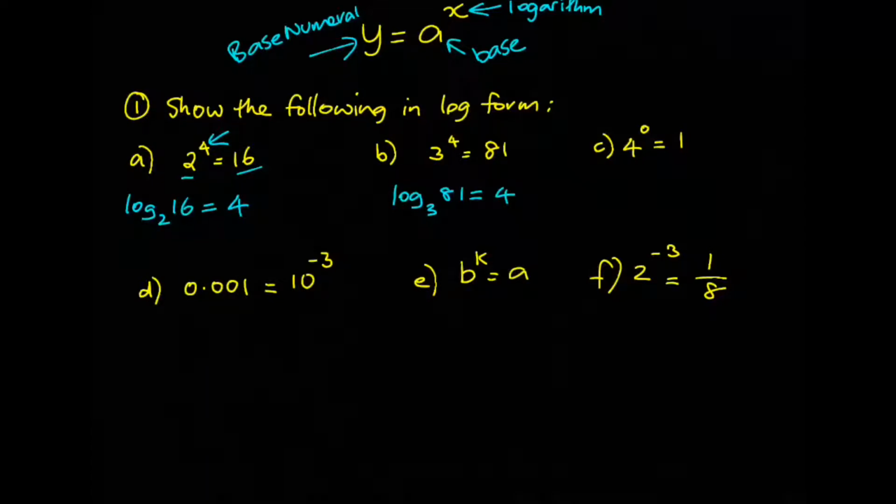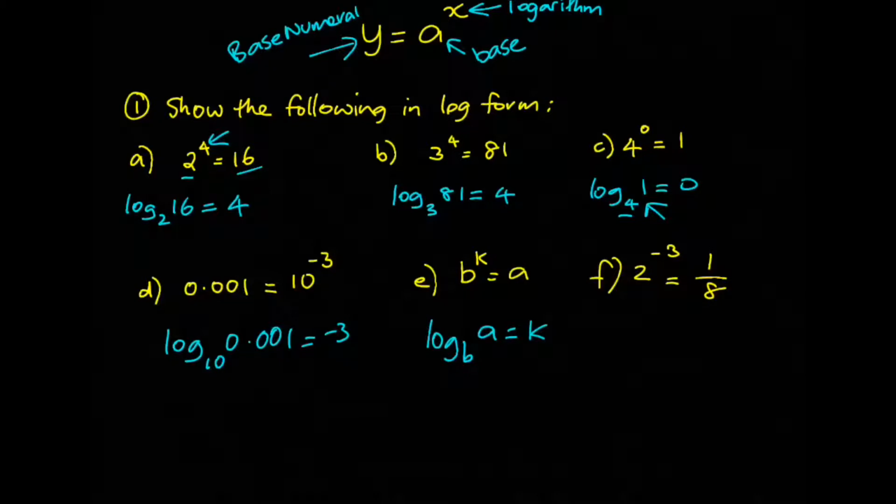In part B, we've got log to base 3 of 81 equals 4. Part C, we have log to base 4 of 1 equals 0. Anything log of 1, no matter what base it is, will be equal to 0. So over here, part D, we have log of base 10 0.001 equals -3. Then we've got log to base B of A equals K. And finally we have log to base 2 of 1 on 8 equals -3.